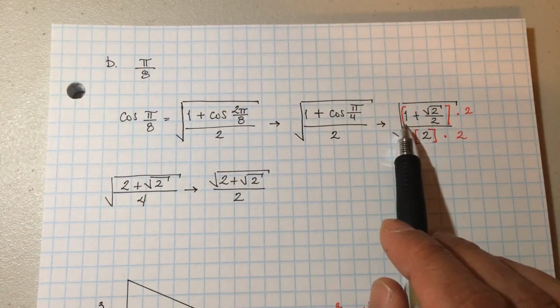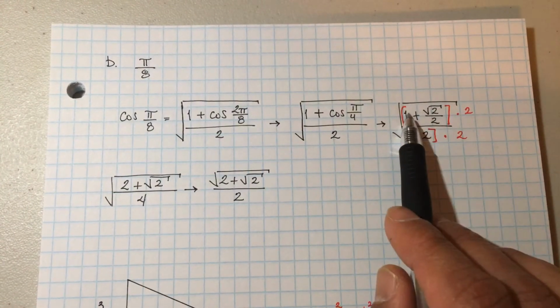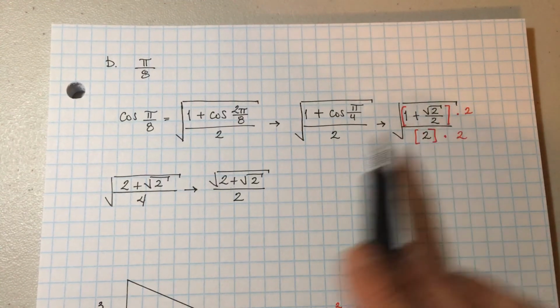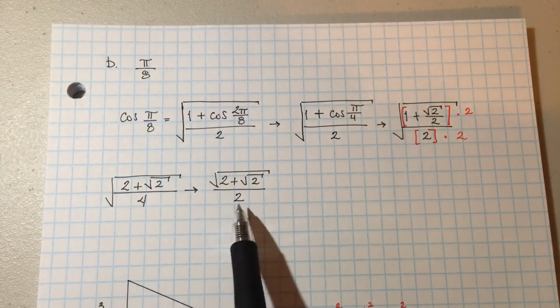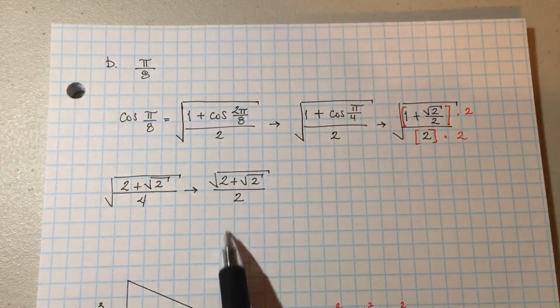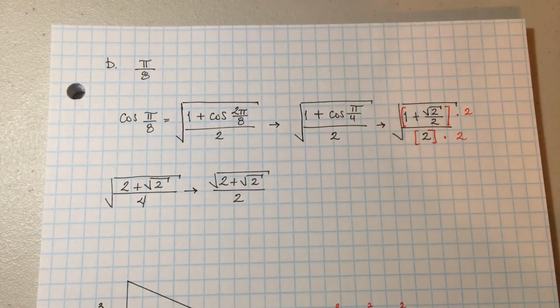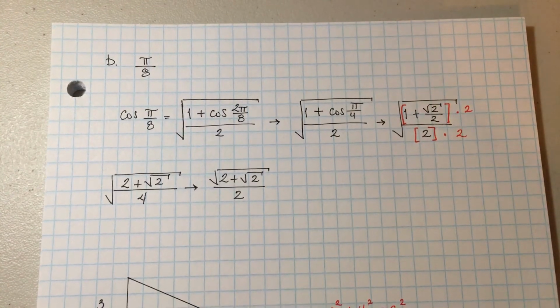And then you do much the same thing. Multiply the top by 2, the bottom by 2, and you get 2 plus, these guys cancel out, 2 plus radical 2, and then square root of 4 is 2. And you can see how the radical is inside the radical. But you just leave it like that, and that's a perfectly acceptable answer.